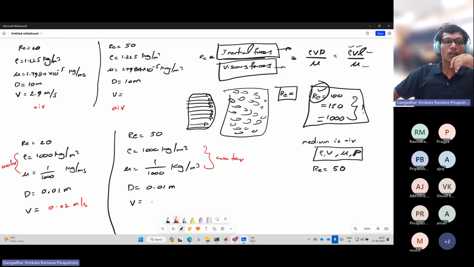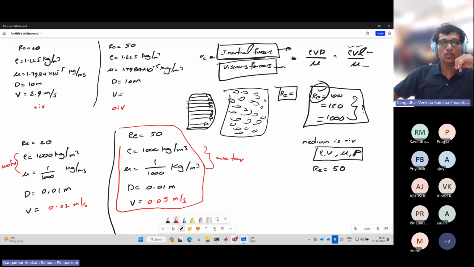Maybe 0.05. Is it? Yes, sir. 0.05 meters per second. So these things are reasonable. You see, these are in the limits of 10 power minus 2, 10 power minus 2, 10 power minus 3, 10 power 3, and 10 power 1. So everything is below 10 power minus 3 or in the order of 10 power 3 to 10 power minus 3. So let's take these two conditions for our next simulations.